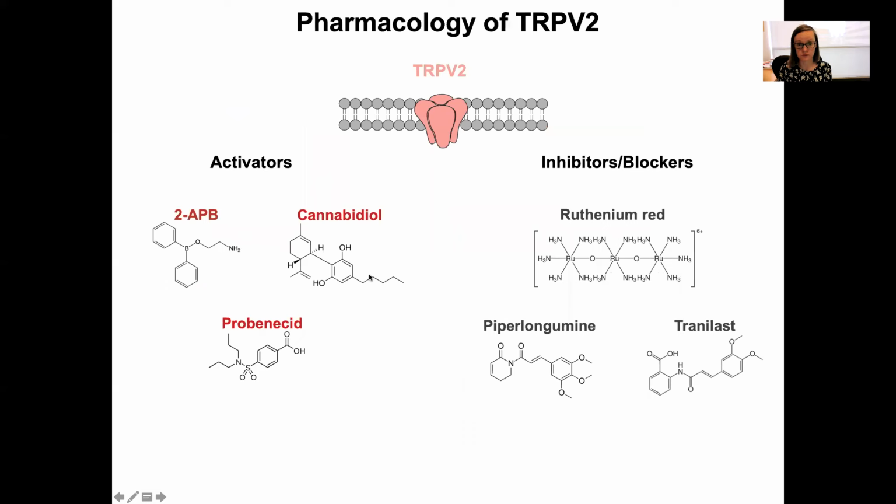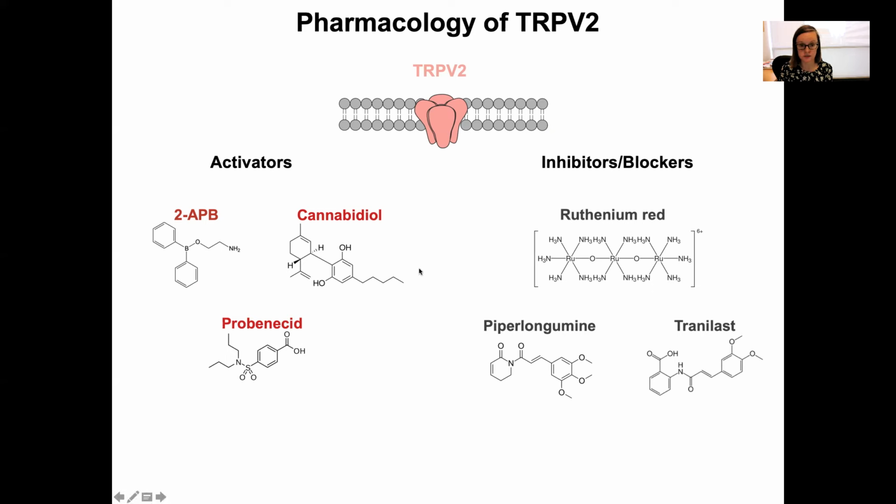TRPV2 also has a lot of activators, but they are all non-specific. So to try to understand this protein at the molecular level and its physiological function, we would like to utilize these non-specific activators and some inhibitors to find the binding sites, for the further design of much more specific compounds that would activate or inhibit the channel.